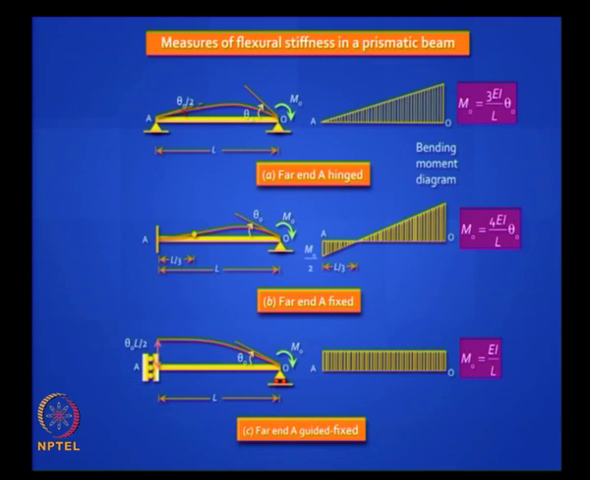Of the 3 beams shown in this slide, the last one is the least stiff, it is easiest to rotate that. So I want you to remember these 3 magic numbers: EI by L, 3EI by L, 4EI by L. They refer to the same beam, the only difference is the boundary condition is different at the far end.